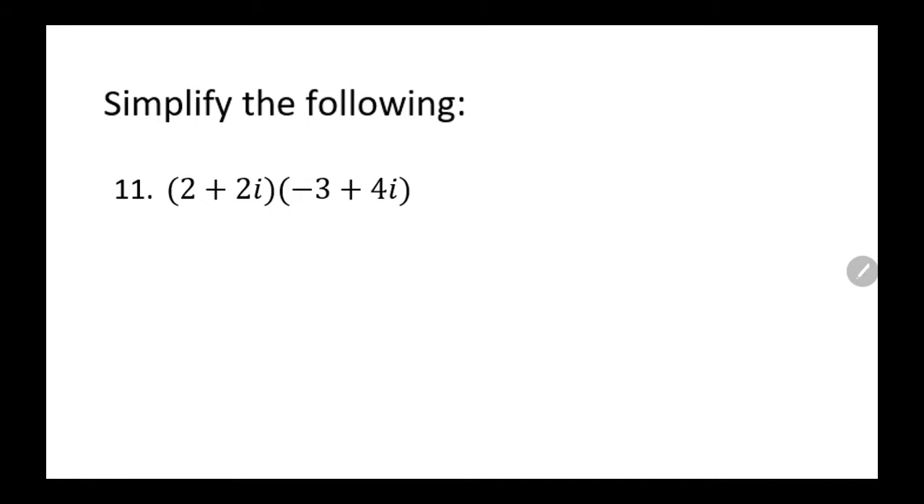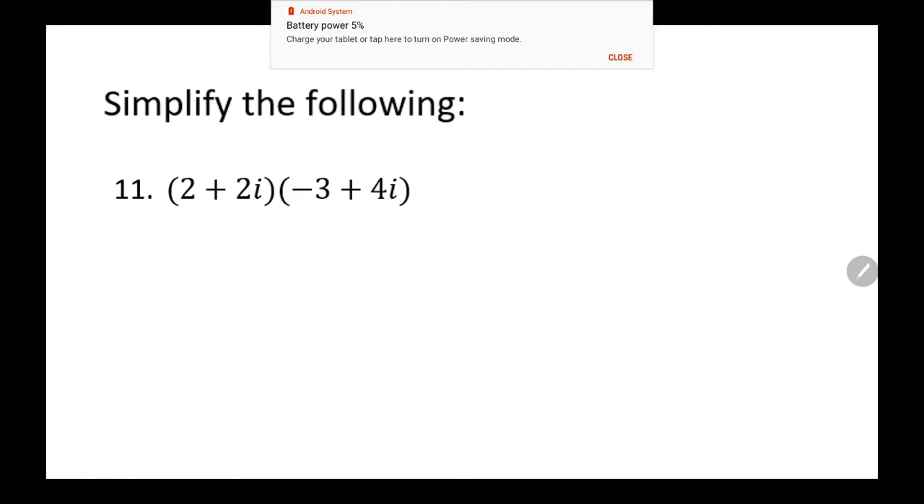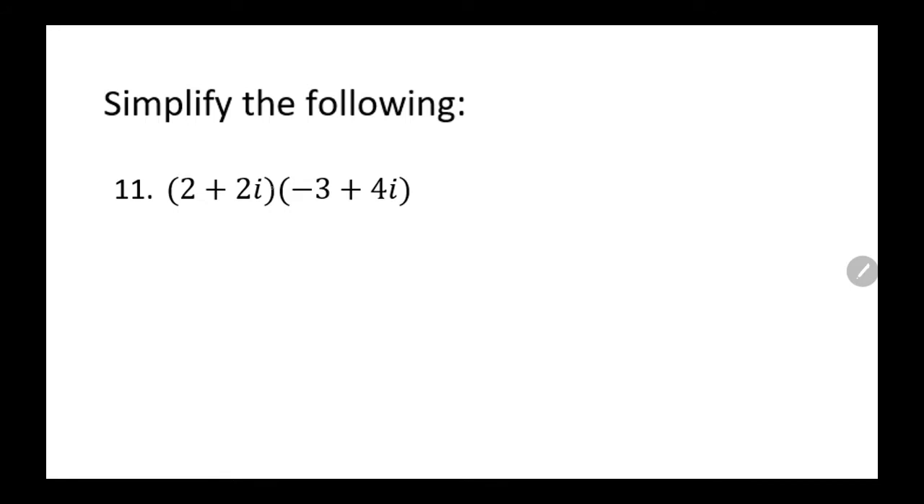Ooh, now this one, look in the middle. There is no addition or subtraction, so this is a multiplication problem. This is where we'll use FOIL. Okay, so let's start at the beginning. We're going to distribute this first term once and twice. So 2 times negative 3 is negative 6. 2 times 4i is plus 8i.